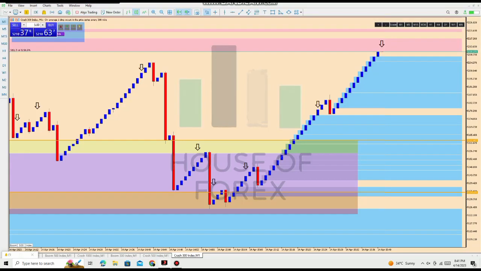Look here, this is the arrow signal of spike. Now we're going to open a trade on Crash 300. So keep following, guys, keep watching the video till the end so you understand how the system actually works. Stop loss will be 3 candles. As you can see here, the signal just popped up. Now we are waiting for a spike.